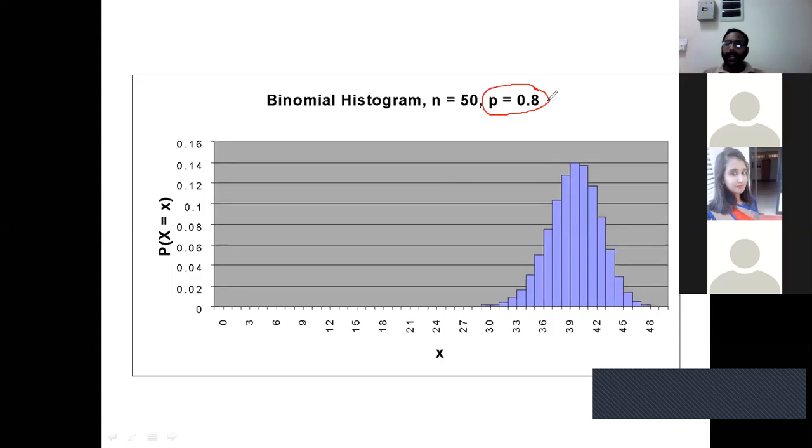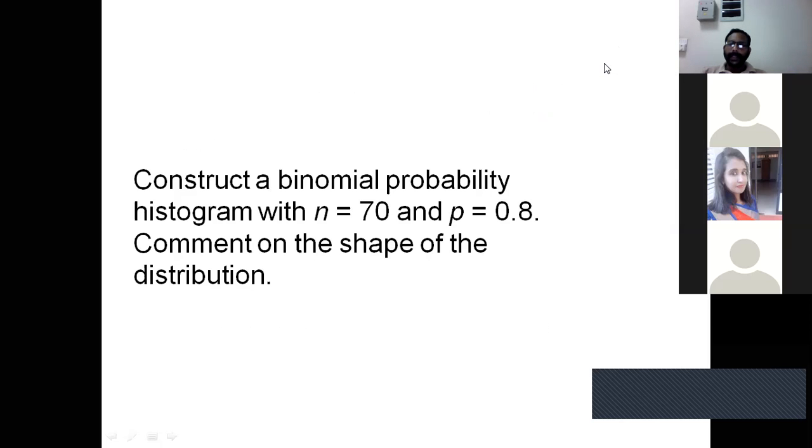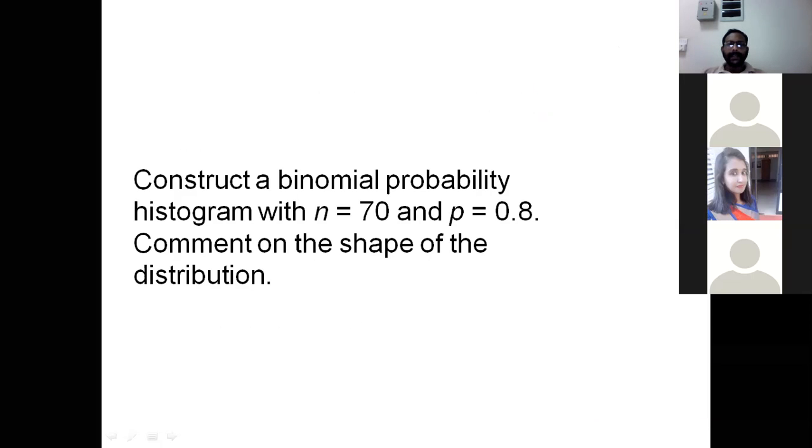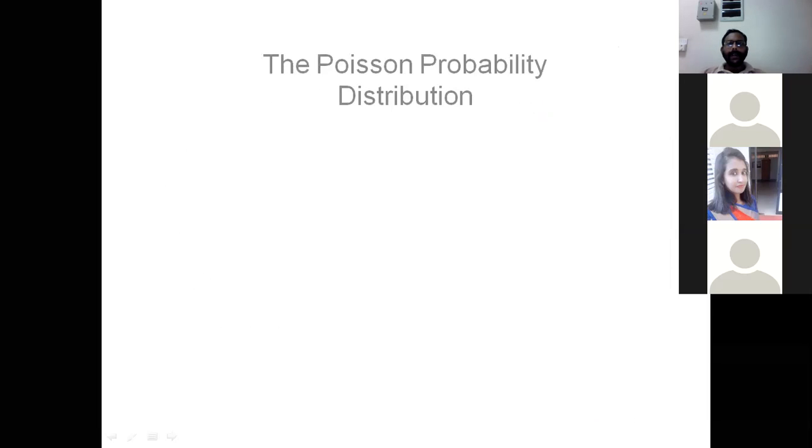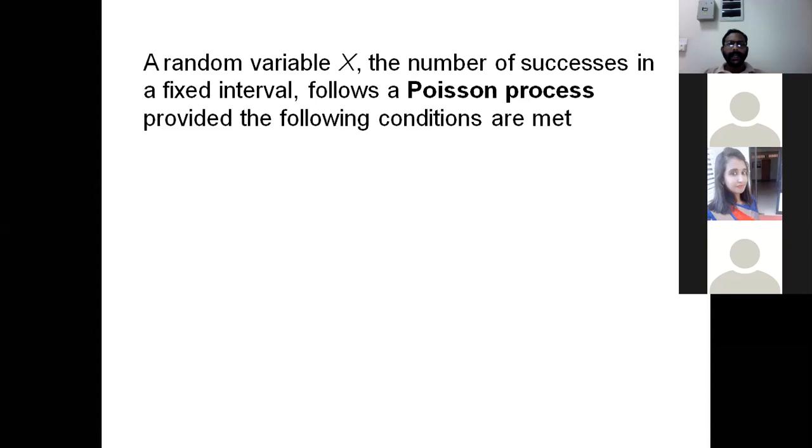But we can show that the probability distribution becomes symmetric when you increase the sample size. So that is the concept of increasing the sample size. Right, now further on, constructing the size to 70, you see I'm increasing the size to 70, ultimately it becomes a normal distribution. Right, now we will go to the other section, discrete probability distribution. This is the Poisson probability distribution.